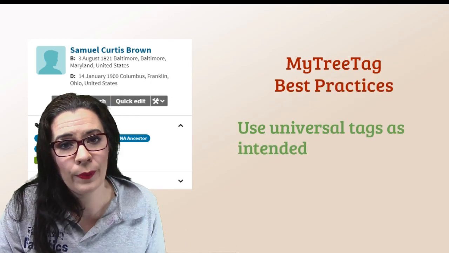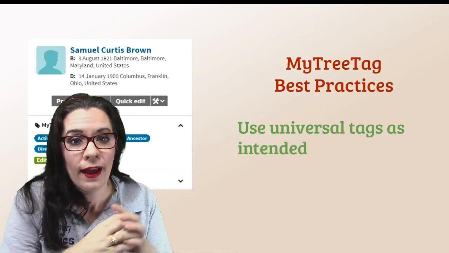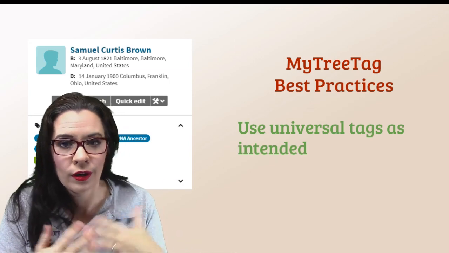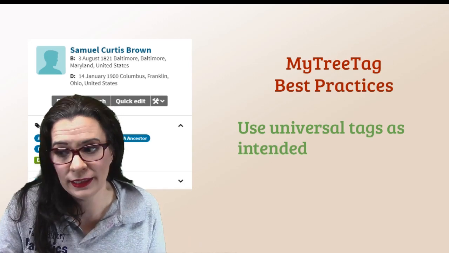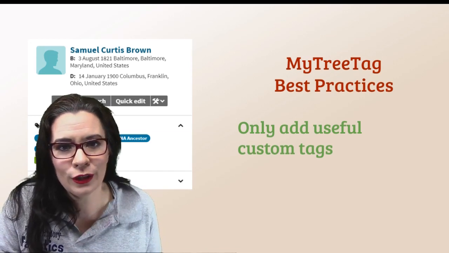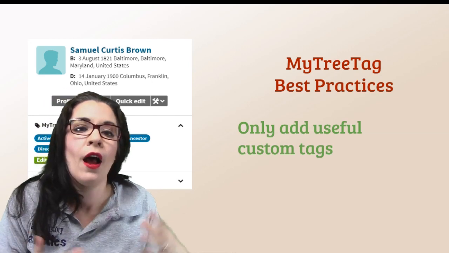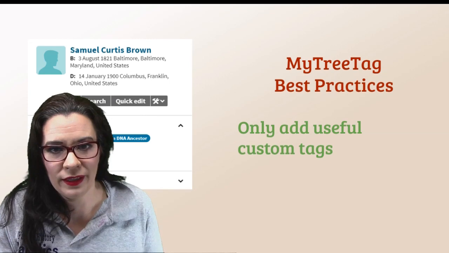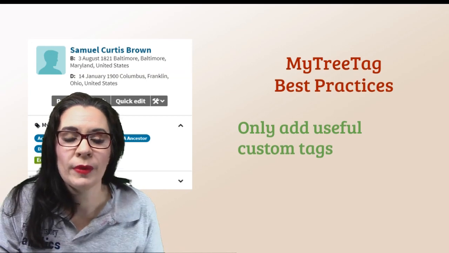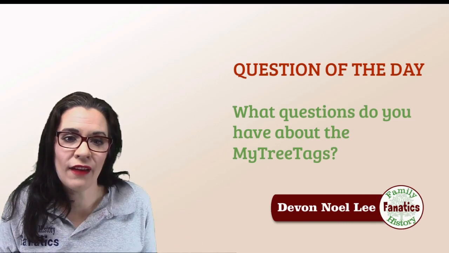So what are some best practices? Use the universal tags as they are intended. So look at the pop-ups from the question marks beside the tags and make your choices based on that. That's a good fit. Only create useful, common, custom tags. So again, you wouldn't put beauty pageant queen unless you have a lot of beauty pageant queens. Use something that's going to be applicable to a lot of people in your tree, but not everybody. So something like Civil War veteran, American Revolution veteran, or people from a particular town that you want to filter to very quickly.